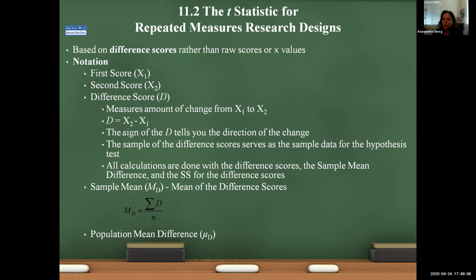So our difference score, measurement 2 minus measurement 1, tells us what happened. Did they increase? Did they decrease? Did they go up? Did they go down? So it tells you the direction of the score, okay?